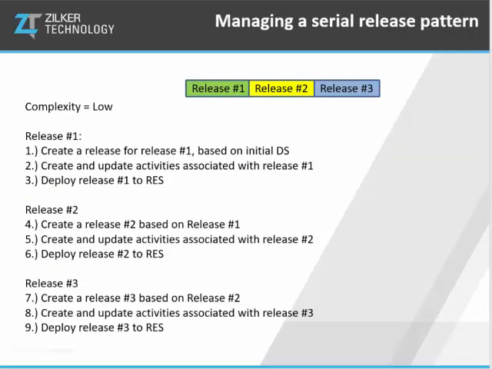Now let's just take a closer look at each of these patterns and make sure that we understand it. The serial release pattern, relatively simple, low complexity. From a release 1 standpoint, we create the release and we base it on the initial decision service at point 0 time. And then we create updated activities, all associated with release 1, various change requests, complete those from a testing perspective, and then ultimately step 3, we deploy that release to our rule execution server, and then we're ready to start release 2.